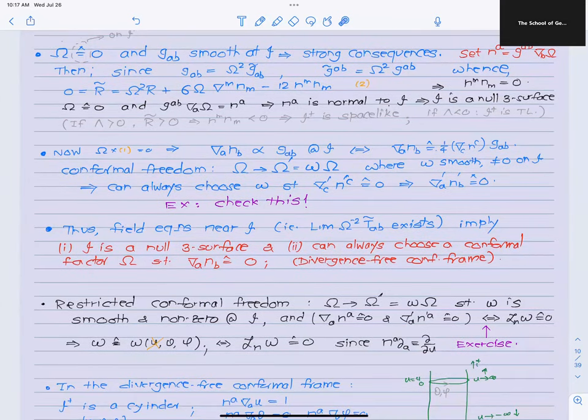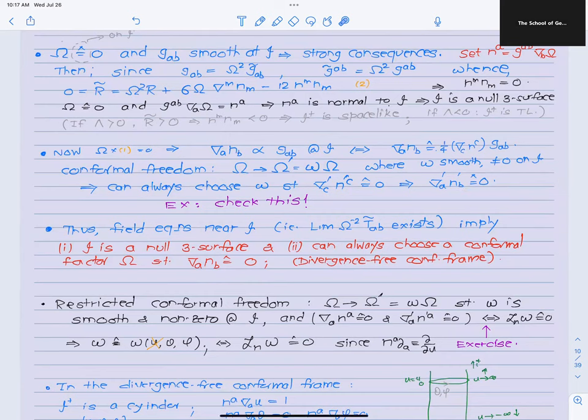And this is an exercise to check that I can always choose a little omega such that the divergence of n prime, the new rescaled n prime, which is given by grad A of omega prime, is equal to n prime.